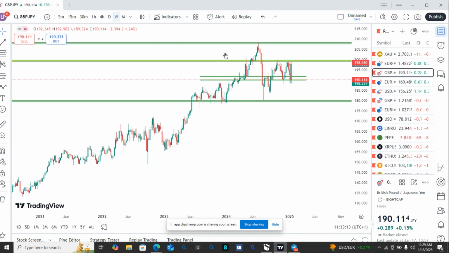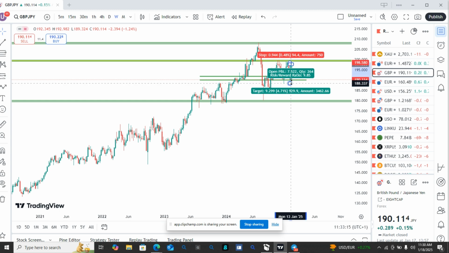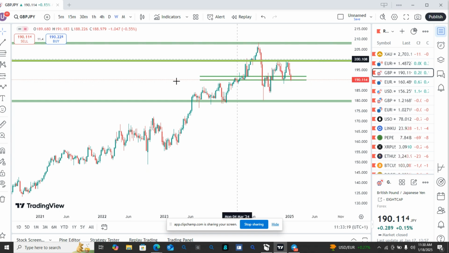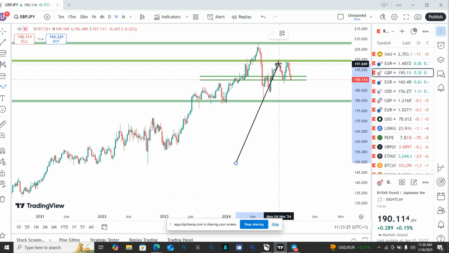So on a weekly time frame, let me remove this so that you can see it. That was our initial entry. On a weekly time frame, you can see that the price action is very clear. After creating this double top, this is a double top on a weekly time frame, and a chart pattern on a higher time frame is a reversal pattern. When you see it on a higher time frame, it's a reversal pattern.